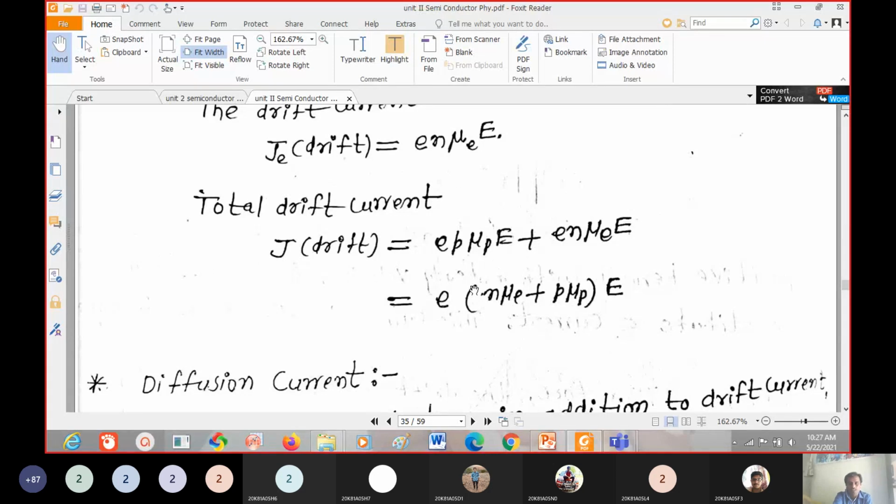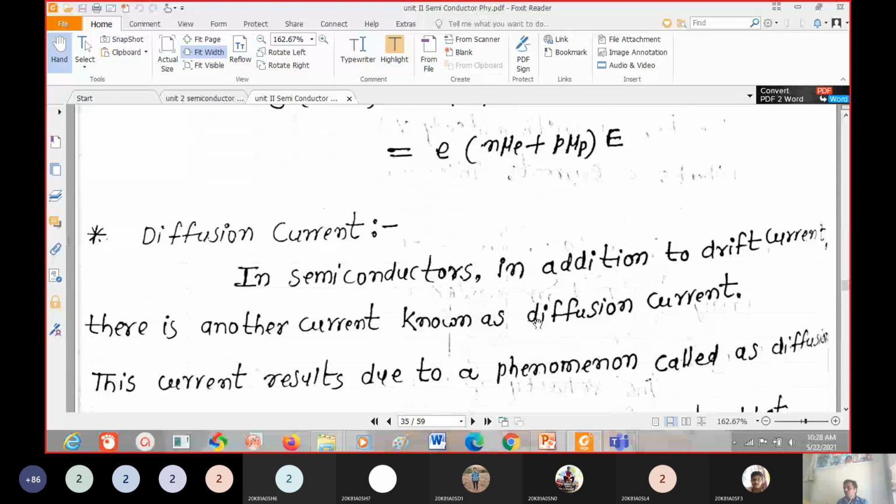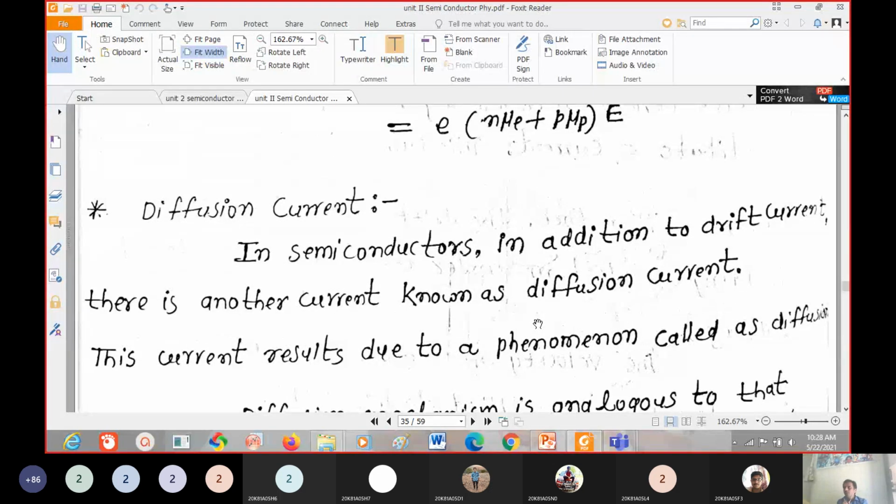Now coming to the diffusion current. Diffusion is very simple. Suppose you take a gas and release it. What happens? The gas will move from higher density to lower density; that means it diffuses depending on the density concentration. The gas moves from high concentration to low concentration, so it depends on the density gradient.